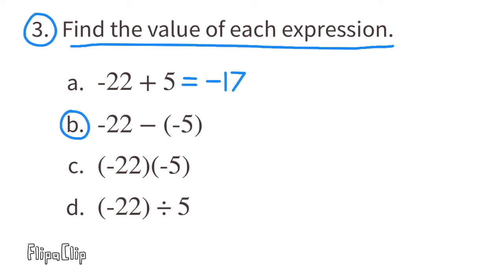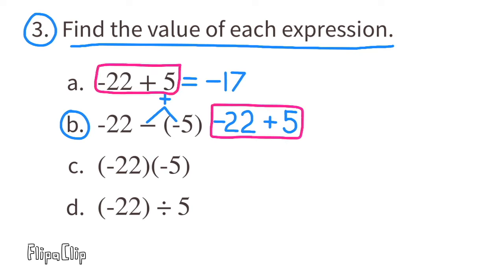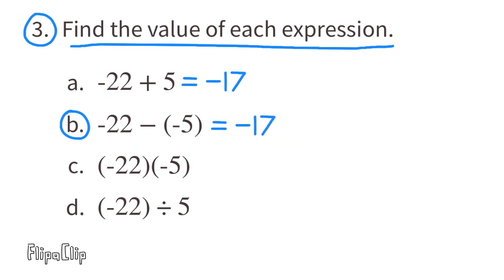B. -22 minus -5. I like to think of this as -22 and the opposite of -5. And the opposite of -5 is +5. So the value of this expression is the same as expression A, -22 plus 5. That equals -17.